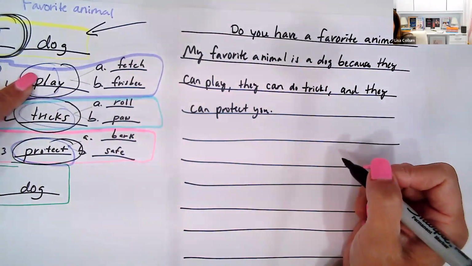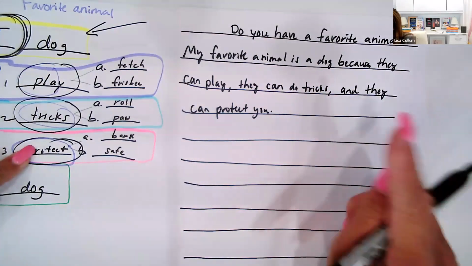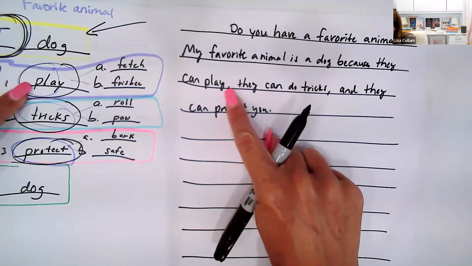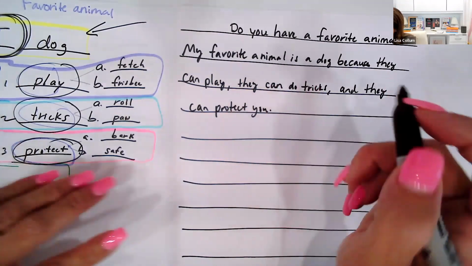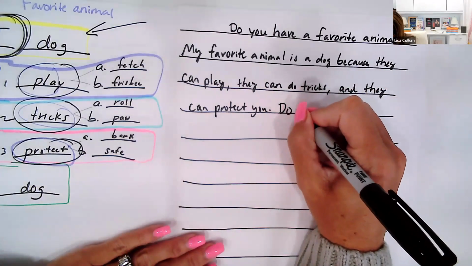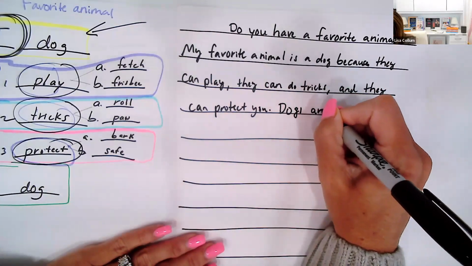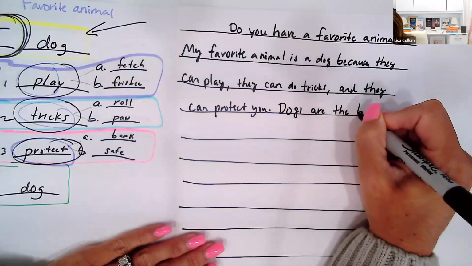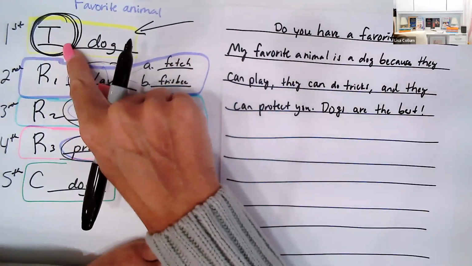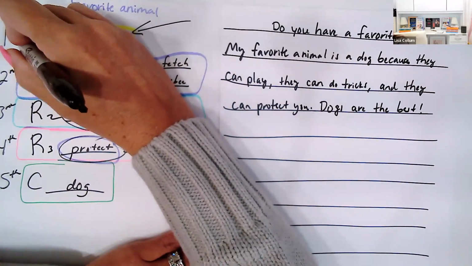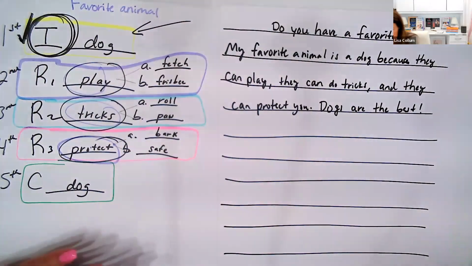Remember, I named my three reasons: play, tricks, protect. And now my closing statement, I'm just gonna say something nice about the topic. Dogs are the best. Okay, and I indented. That is my I paragraph. Okay, so I'm gonna put a check next to I because I'm done with that paragraph.